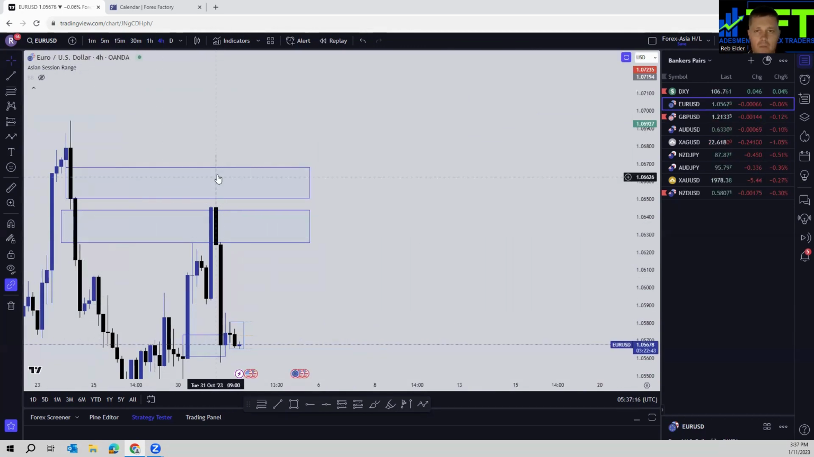Price action came up, filled both of those areas, tapped perfectly into this higher time frame block up here, and then obviously immediately sold off from that area.